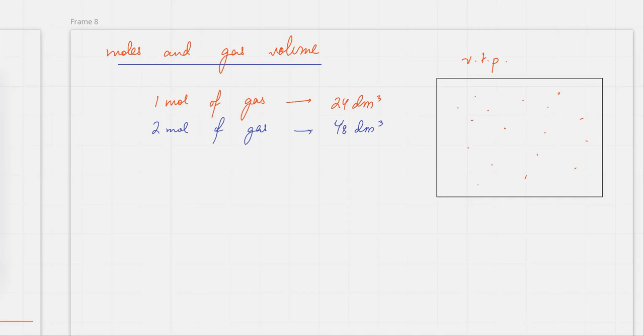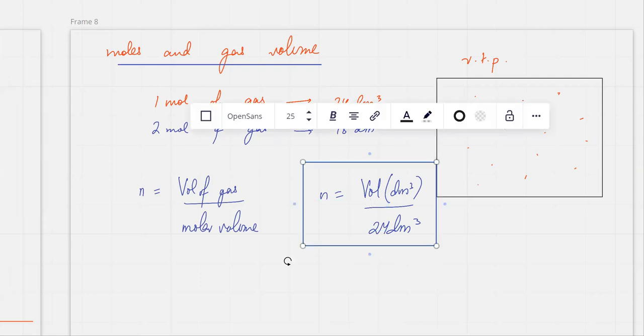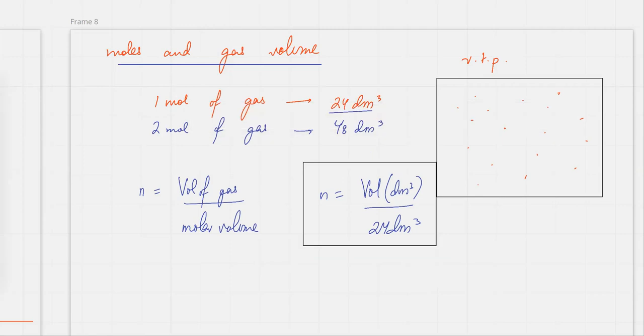So it's simple ratios, or you can just use this formula, which is moles is equal to volume of gas divided by the molar volume. Molar volume is this thing: 1 mole of gas occupies 24 dm cube. So it's basically moles is equal to the volume of gas, which should be in dm cube, divided by 24 dm cube. Okay, that's our formula for finding gases. Okay, let's go.